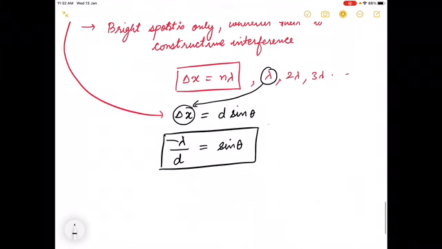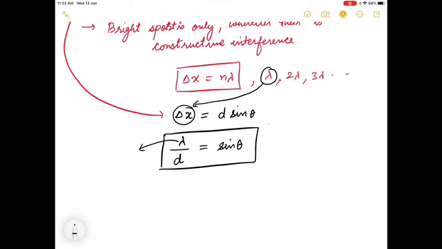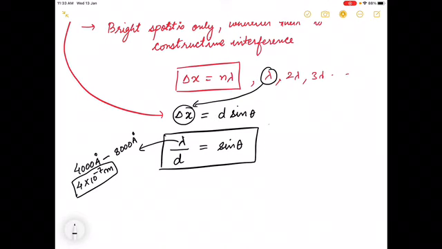Now what is lambda? Lambda is the wavelength of light, right? The wavelength of light varies from 4000 angstrom to 7500 or 8000. Let me call it 8000 angstrom, right? This means it will be approximately 4 into 10 to the power minus 7 meter, something like that. Yes or no? So that is the wavelength of light.